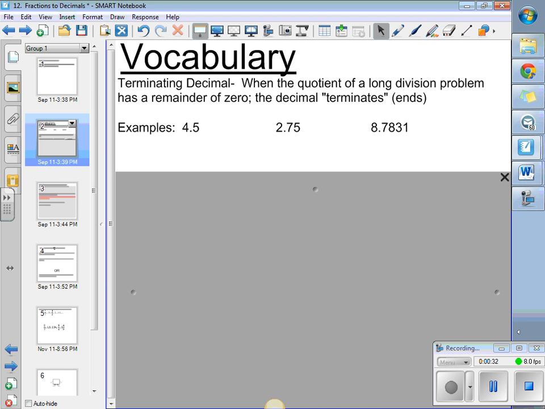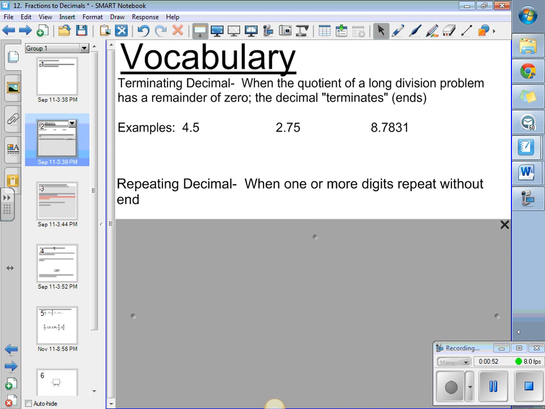Examples. 4 and 5/10, that terminates. It ends after the 5/10. 2 and 75/100. 8 and 7,831 10,000ths. All right, so those are all examples of terminating decimals.